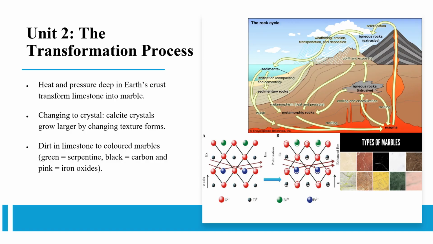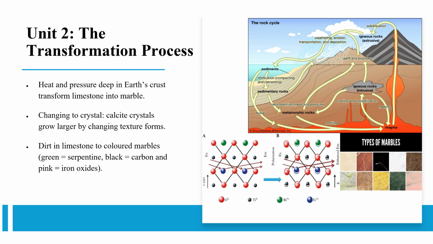What happens to limestone? We learned that limestone is a sedimentary rock formed from the remains of marine organisms. But what happens when limestone is buried deep inside the earth? Well, heat and pressure can transform limestone into something even more beautiful: marble. The process of transformation. Here's how it works. Deep in Earth's crust, there is intense heat and pressure. This heat and pressure change the limestone, causing the minerals inside it to crystallize and form new textures.